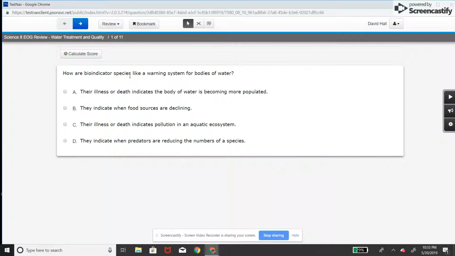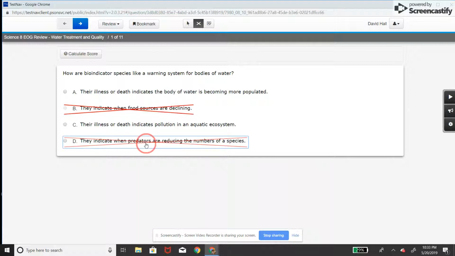Bioindicators we know are ones that do not live well without oxygen. Their illness or death indicates the body of water is being more polluted. That's possible. They indicate that food sources are declining. That is not true. Their illness or death indicates pollution in an aquatic ecosystem.